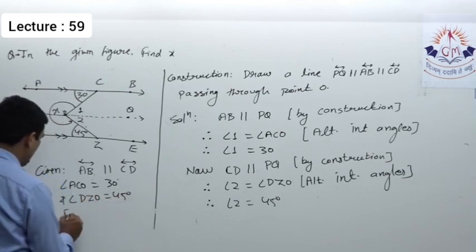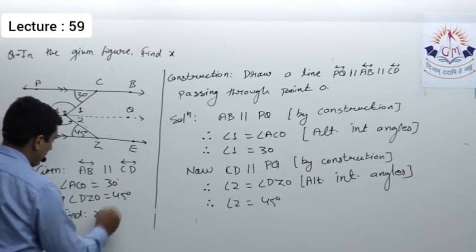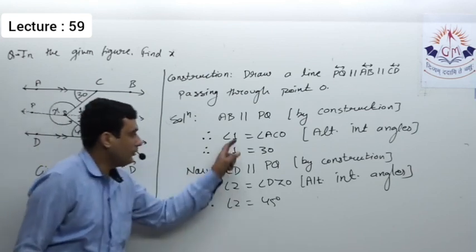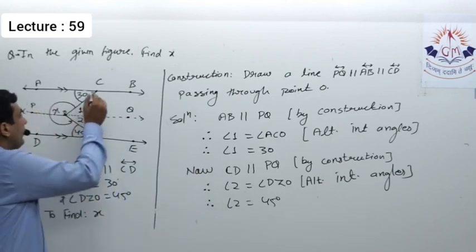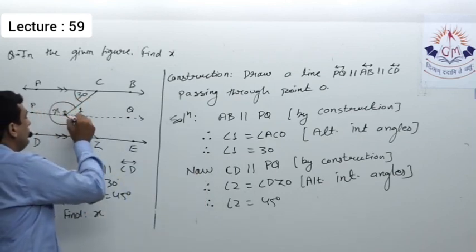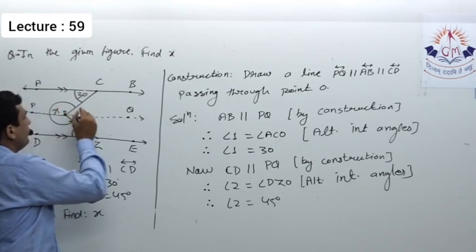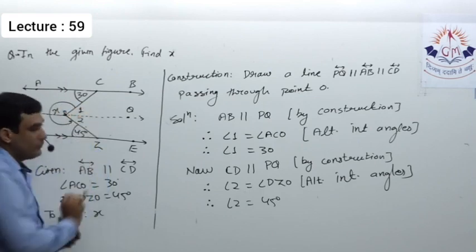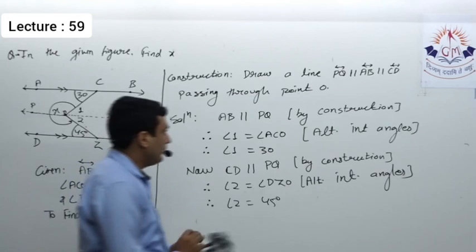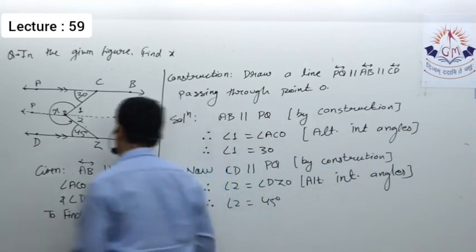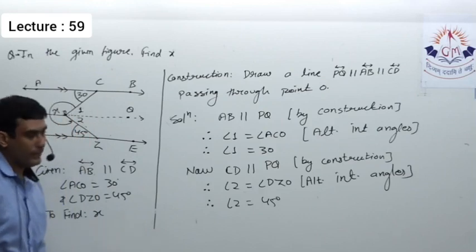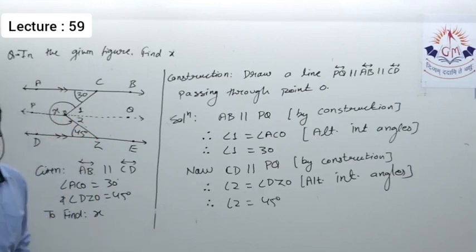Then, to find x, I will write: to find x. Here I got the measure of angle 1 and angle 2. Now x, actually this is reflex x, is equal to 360 degrees minus (1 plus 2). Almost done. So first of all note it down, then I will give you the remaining part of the solution.